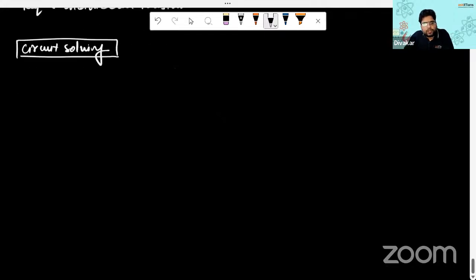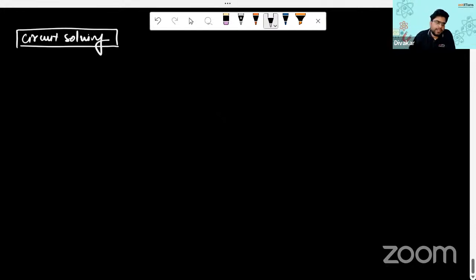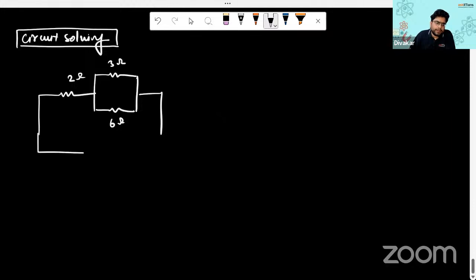So now we'll discuss something called circuit solving. Now in circuit solving, basically what they ask, they'll give you a circuit. For example, 2 ohms here. Then they gave you, let's say, 3 ohms here. And then they gave you 6 ohms here. And then they asked you, if the battery potential is 12 volts, find out the current. Fine. This is the question.